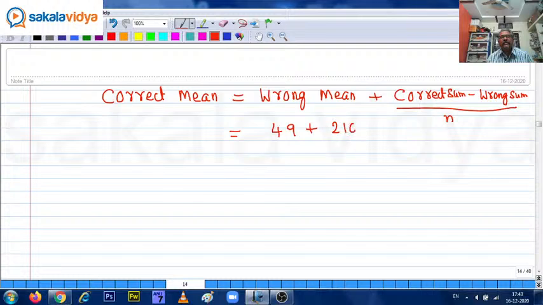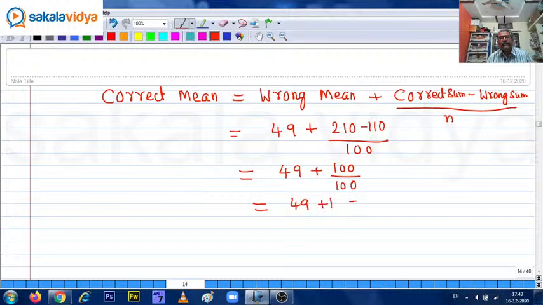So 210 minus 110. Number of observations is 100. So 49 plus 210 minus 110 is 100 upon 100. So 49 plus 1, 50 is the correct mean.